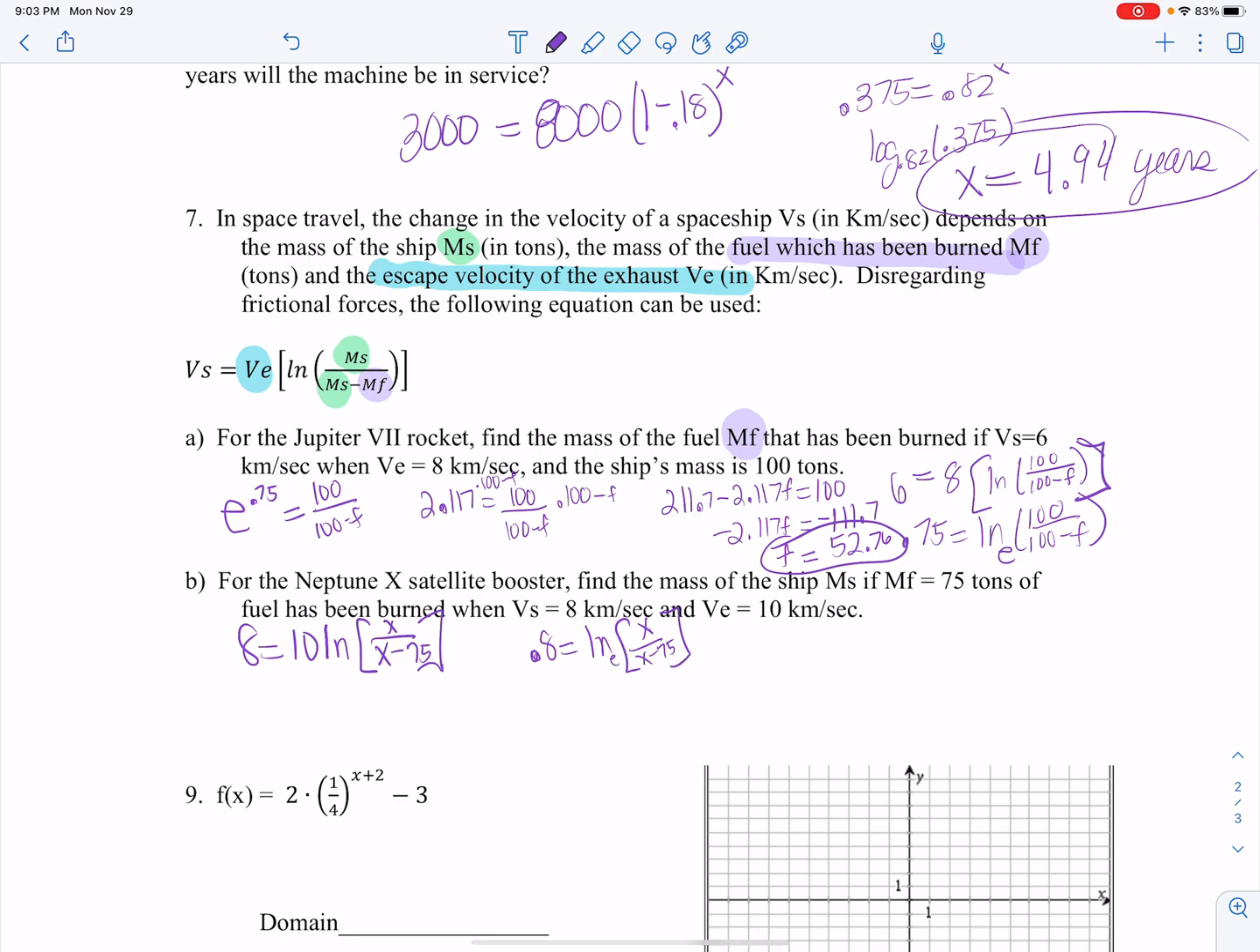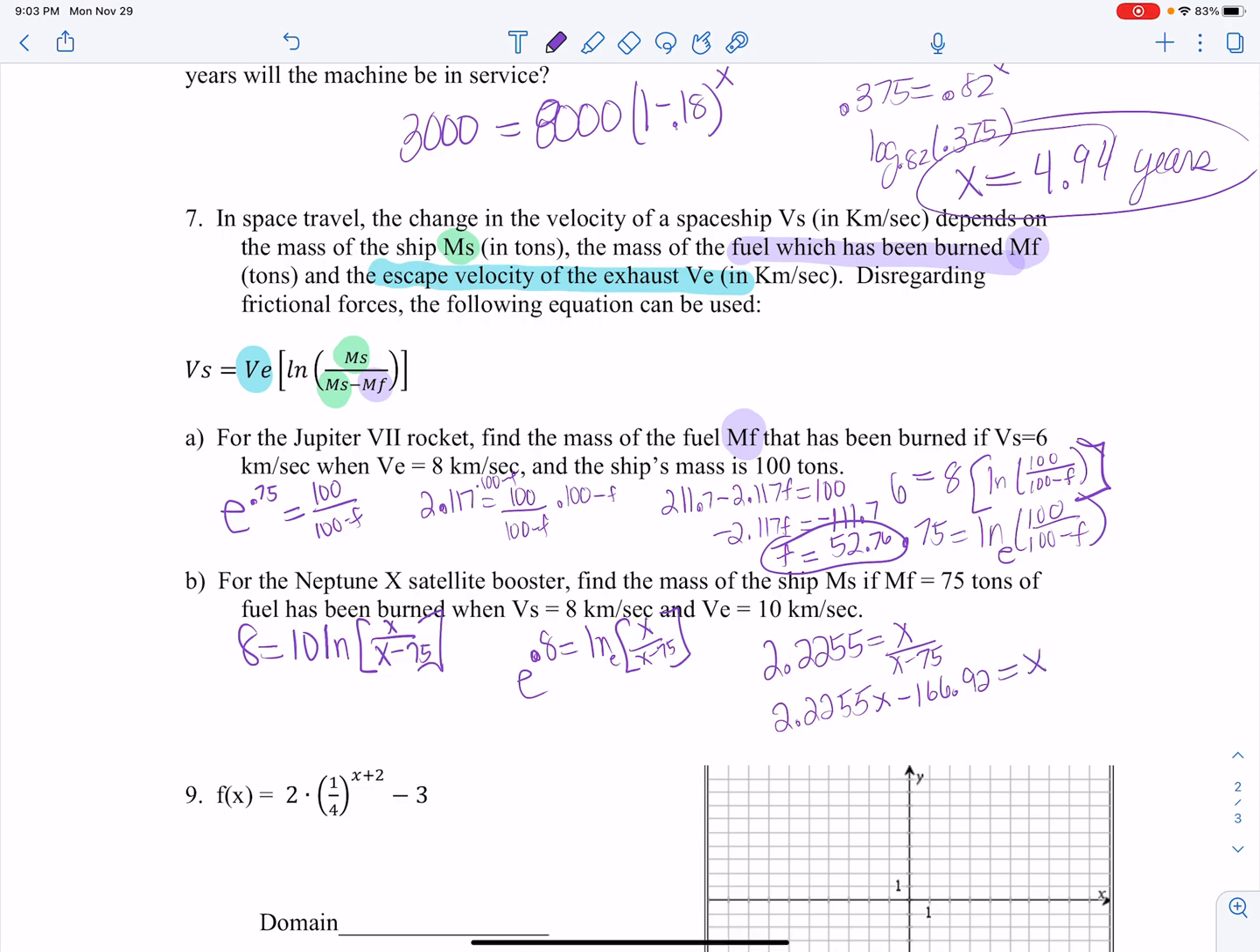Okay, well, I don't need the ln, so I'm going to do e to the 0.8, and I get 2.2255 equals x over x minus 75. So I'm going to times both sides by x minus 75. So times that by 75. And I get 166.92. I'm doing this all on my phone.